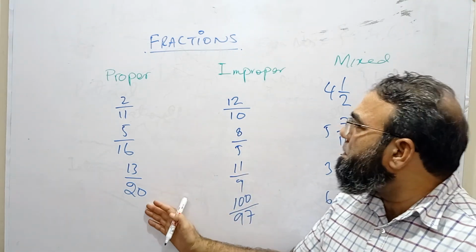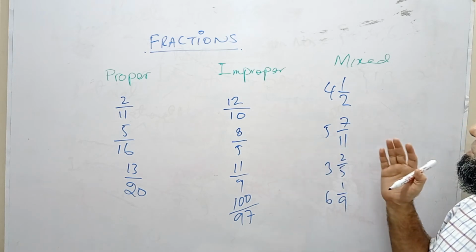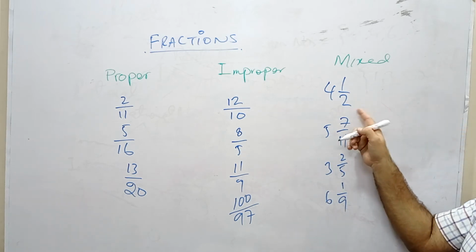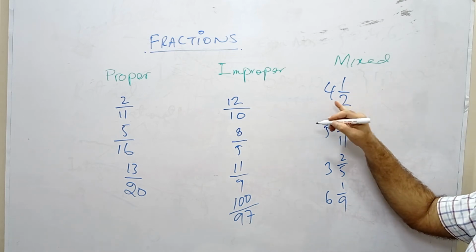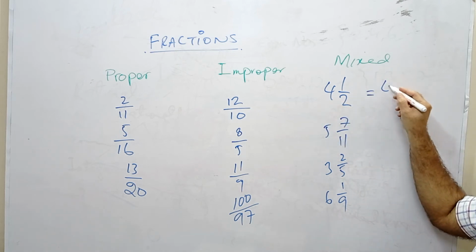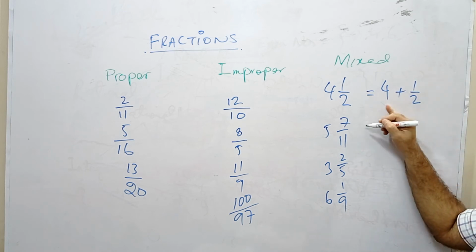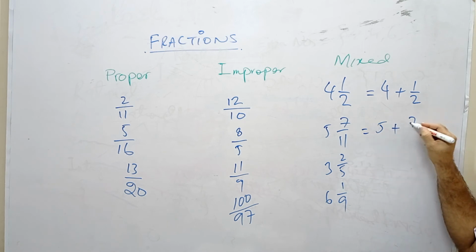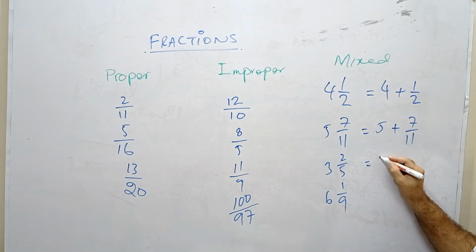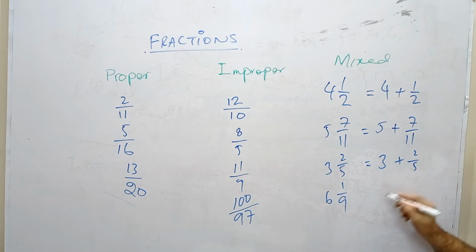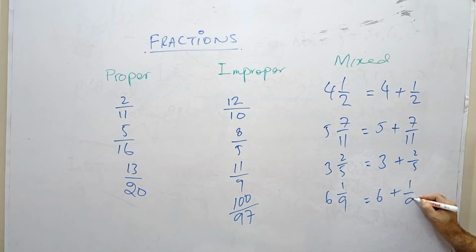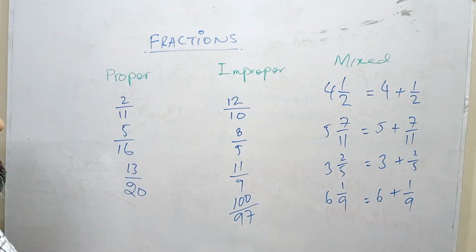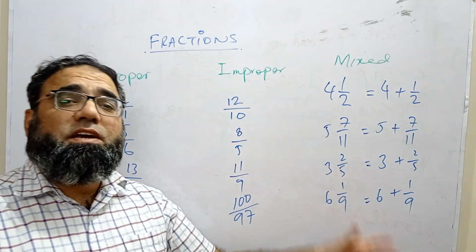So the proper fractions, the improper fractions, and the mixed fractions. You can also write a mixed fraction like 4 1/2, which is 4.5, as 4 and a half. This one is 5 plus 7 over 11, this can be written as 3 plus 2 over 5, and this is 6 plus 1 over 9. So these are the three main types of fractions: proper fractions, improper fractions, and mixed fractions.